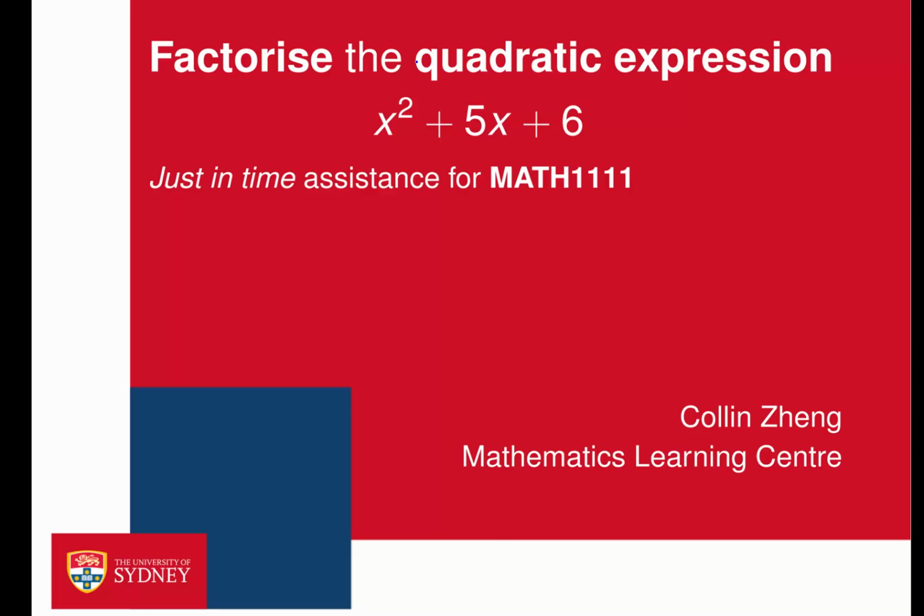This expression is an example of what we call a quadratic expression, because we have the variable x that's being squared. And that's the highest power of x. Indeed, we don't have any x to the power of 3 or x to the power of 4 or so on. The highest power of x is just 2.